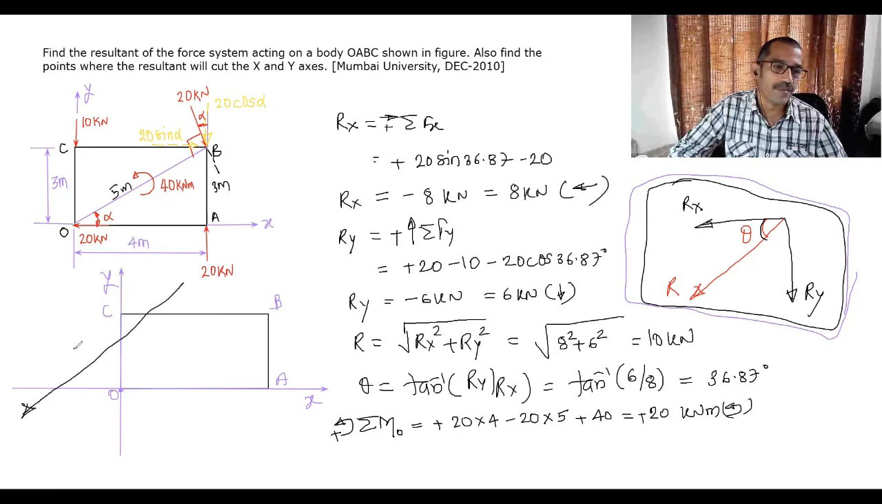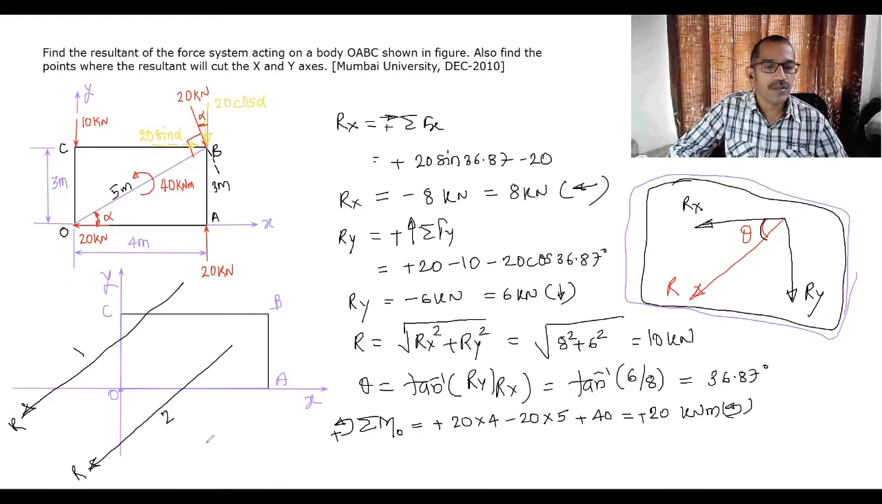Case number one. And I'll represent the resultant like this, just to find out which is the perfect location. This one is, say, number two. This is the resultant, this is the resultant.